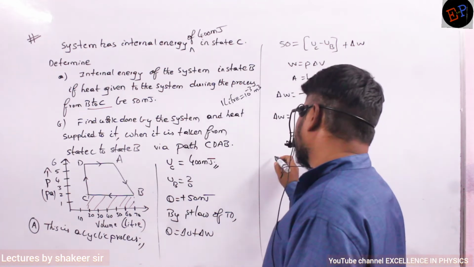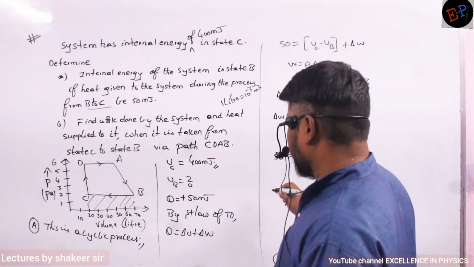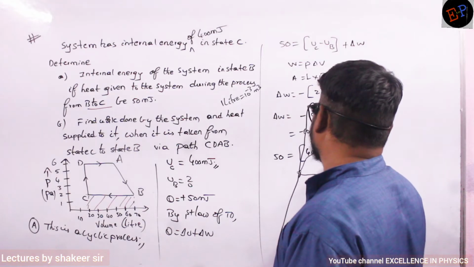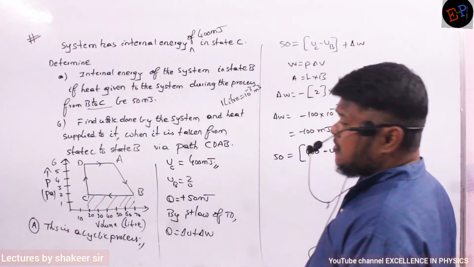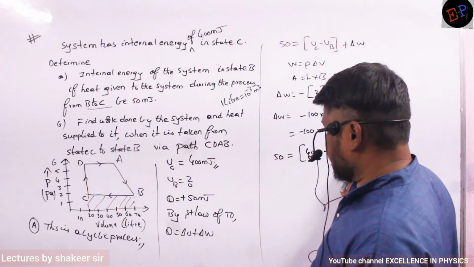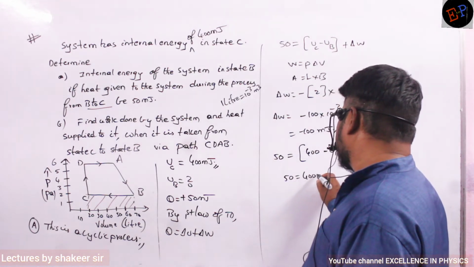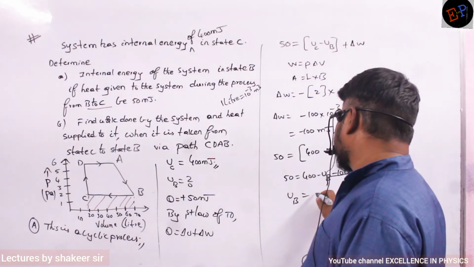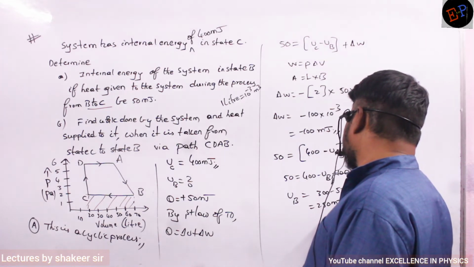So substituting in the first equation, I will get 50 is equal to the internal energy at point C, which I know is 400, minus the internal energy at point B, which I don't know. And the work done is minus 100, and everything is in millijoules only. So 50 is equal to 400 minus UB minus 100. So the UB value is 300 minus 50, which is 250 millijoules.